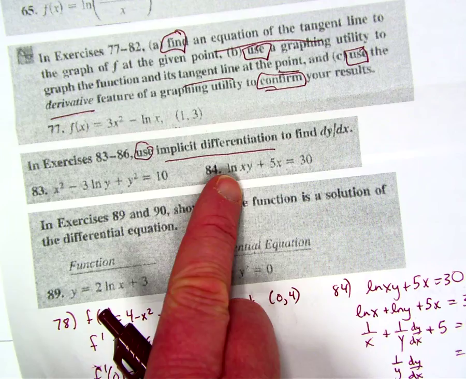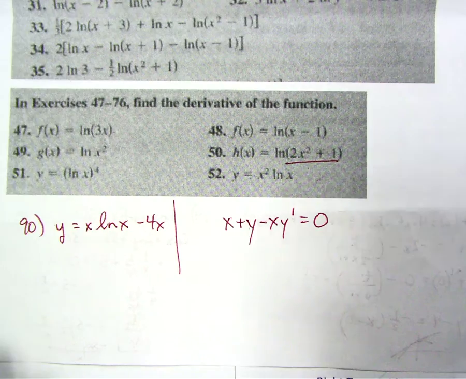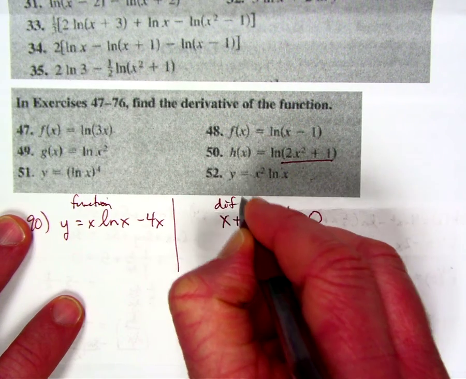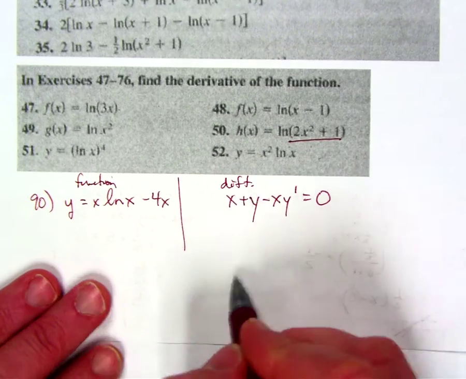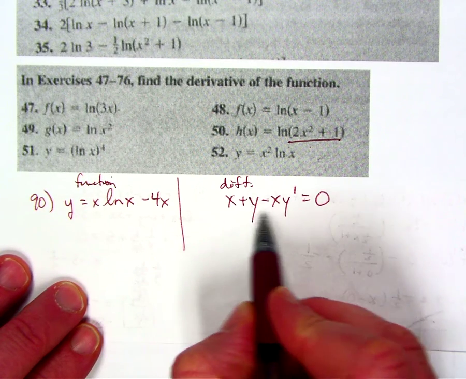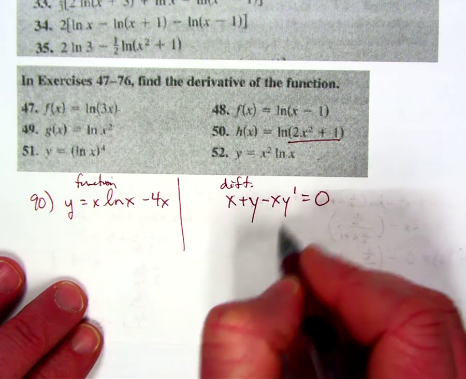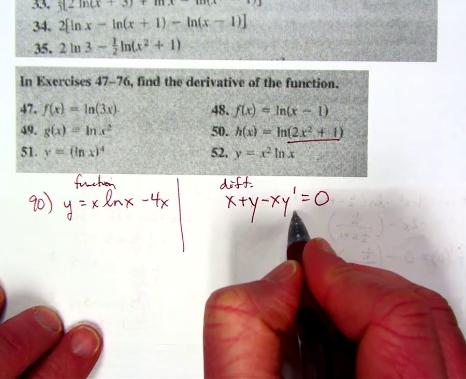Next set would be problem number 89. You're going to do that. It says show the function is a solution of a differential equation. So I'm going to do number 90. So here is the function, and this is the differential equation. Differential equation is just fancy. It's got letters, numbers, variables. So all we're going to do is substitute everything in and see if we get a true statement.